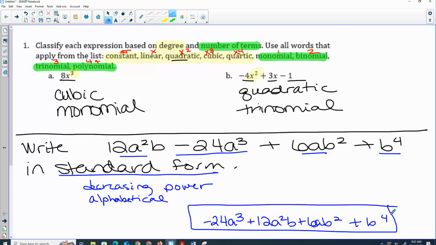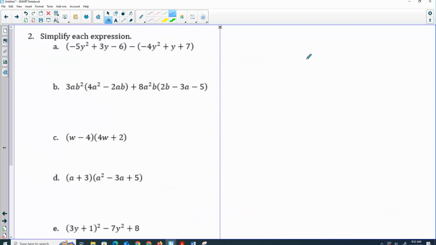Then the second thing that we did was simplifying expressions. So adding, subtracting, multiplying. When I look at this first one, if there is a minus, what do you have to do with that? I'll wait until somebody says it because you guys know. What do we do with the negative in front? We're going to distribute that so it changes every sign in here.